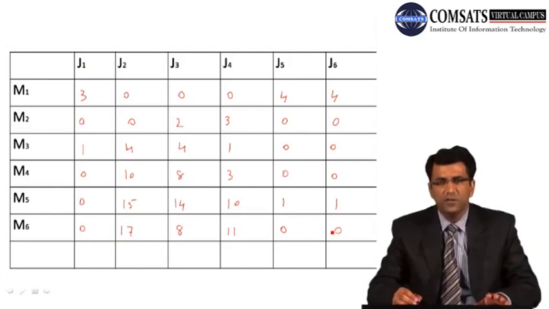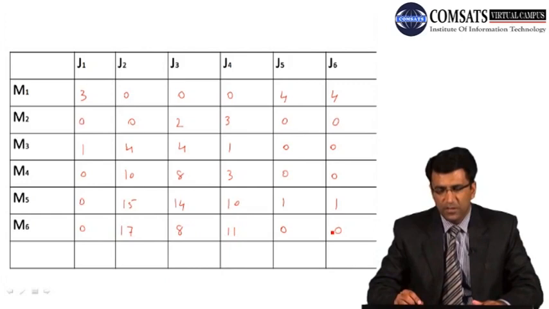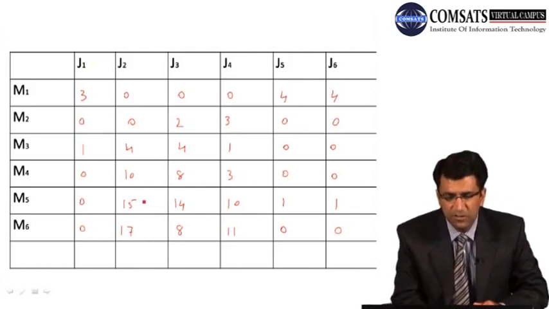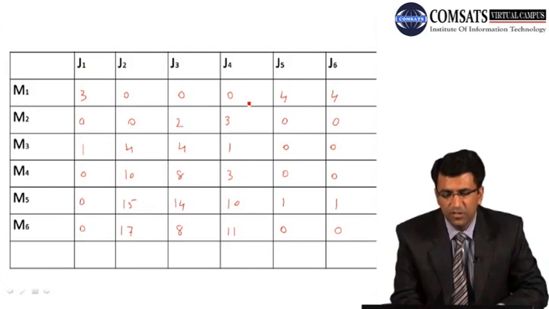So class, after applying those rules, we will have this table. Now again we'll have to make the assignments. You can see in the first row there is more than one 0, so you will leave it. In the second row there is more than one 0, so you can leave it. In the third row there is more than one 0, leave it.